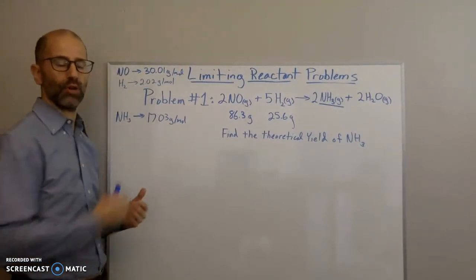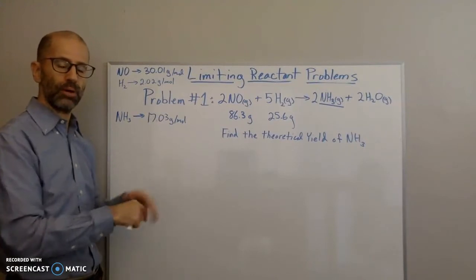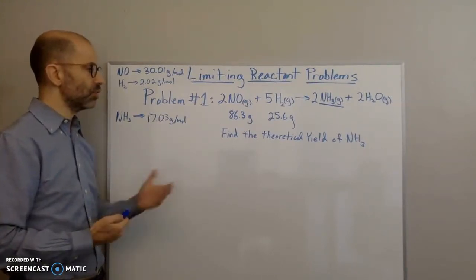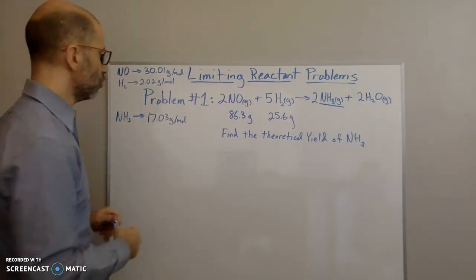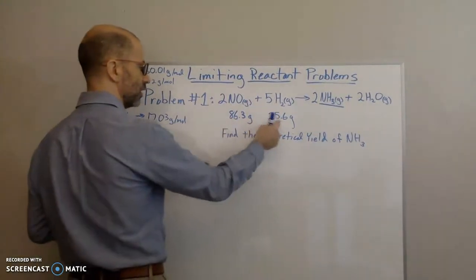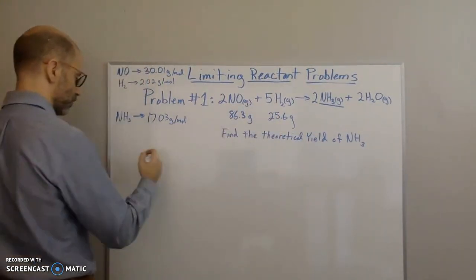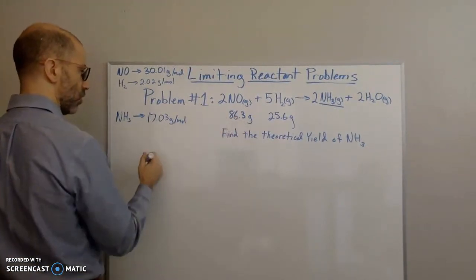Now you don't have to convert all the way to mass for both of them. You could stop at moles and compare the mole amounts, and then go from there. So we could try that as well. So the first step is you need to convert both of these to moles. So let's start with NO.